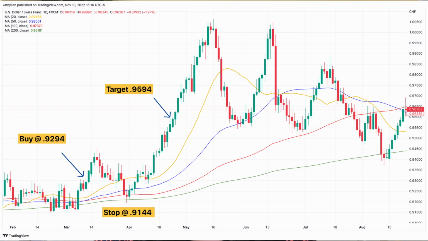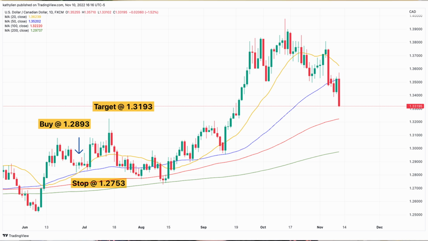Now, since this is a swing trade, going for big pips on daily charts, your stops are larger and your position sizes are smaller. A good starting base would be a 150 pip stop, 300 pip or more target. In this example, dollar Swiss triggers a buy at 92.94. So the stop would be 91.44 and the target would be 95.94. In this dollar CAD chart, we see the perfect order forming for a buy at 128.93. Your stop would be 127.53 and the target would be 131.93, which is hit about 2 weeks later.